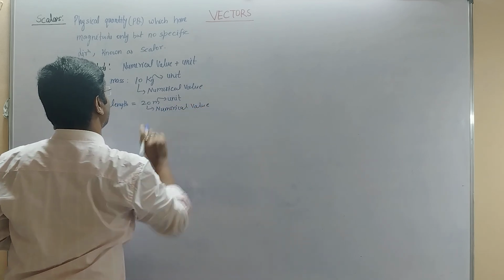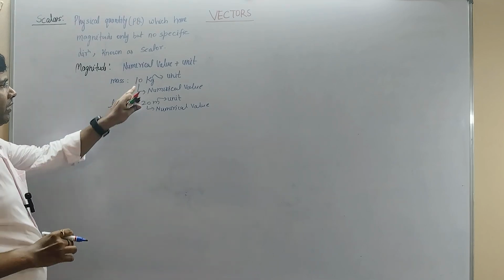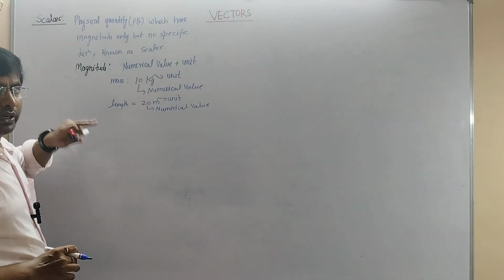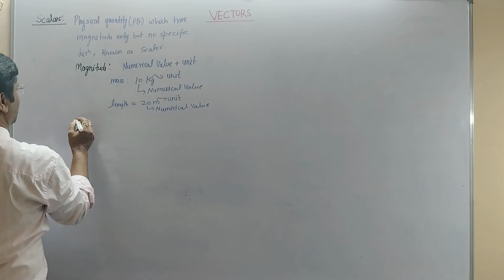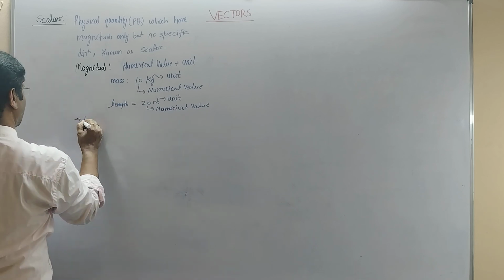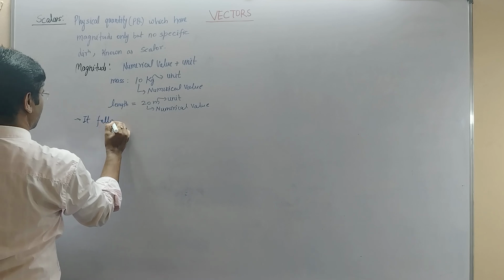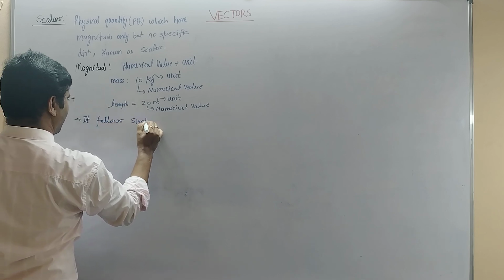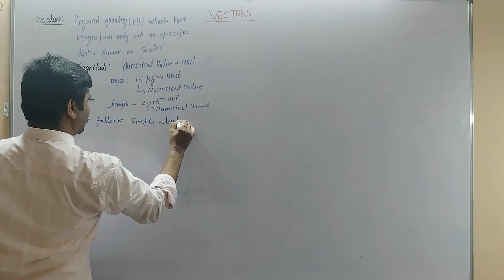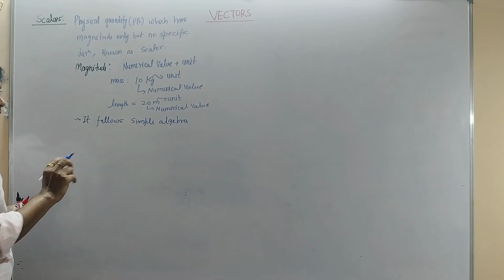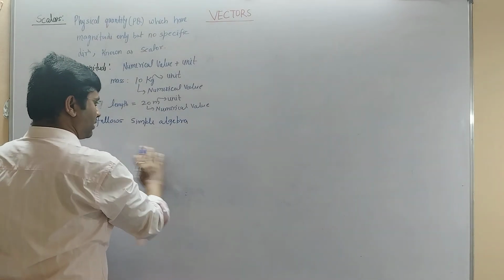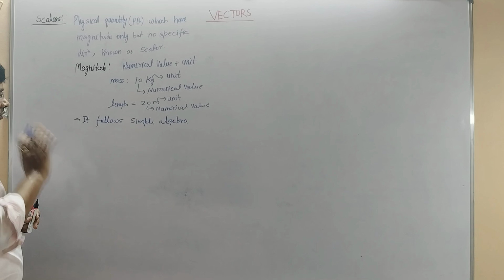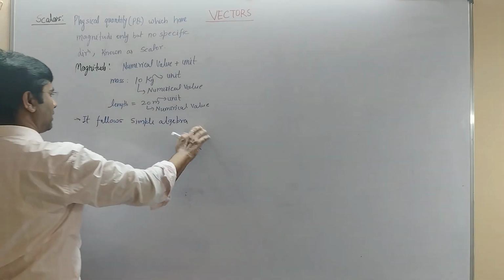So any quantity which has numerical value plus unit, means magnitude only, is known as scalar quantity. Here we can say it follows simple algebra. It does not follow vector algebra. There are two types of algebra. Simple algebra means we are doing any addition, subtraction. Till now we have been doing all algebra, that is simple algebra only.